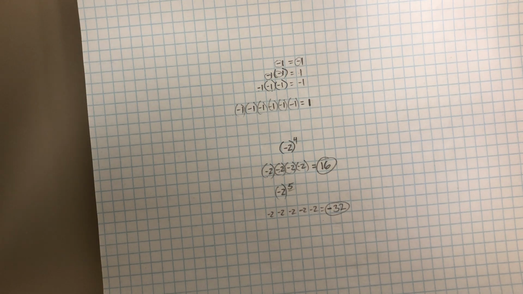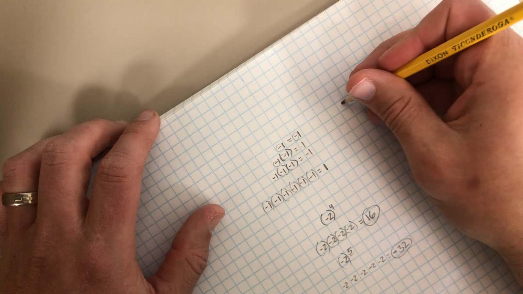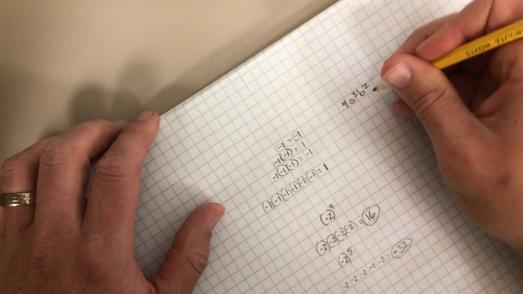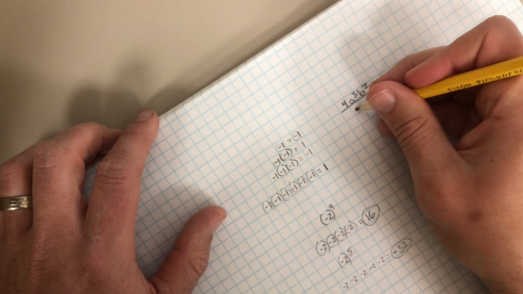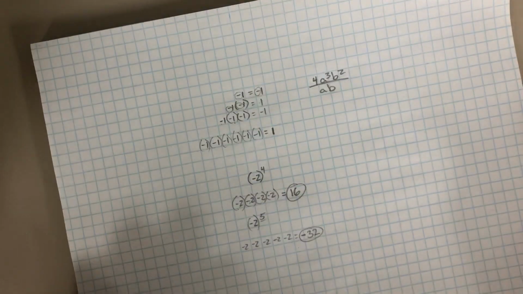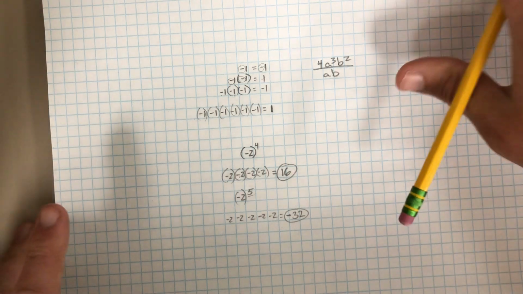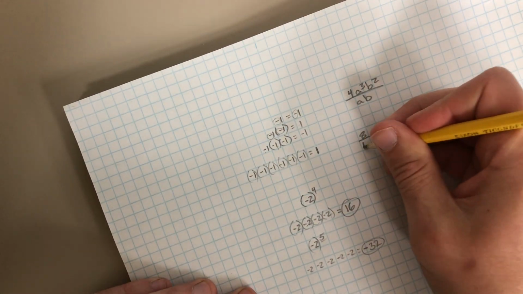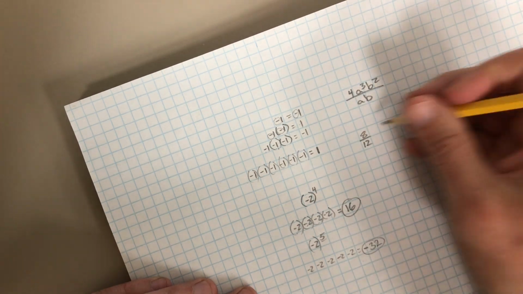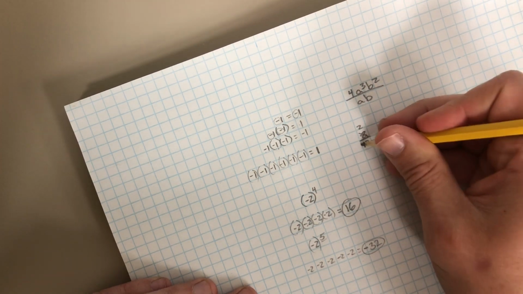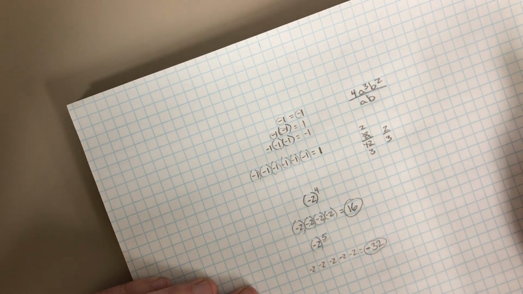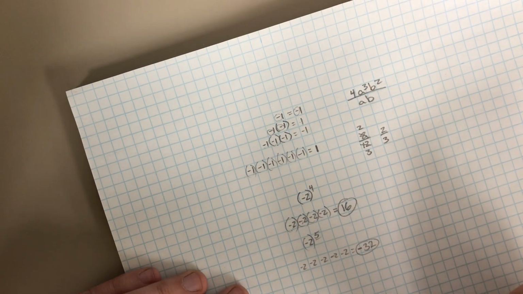Next, dividing terms. Okay? So when I am dividing terms, let's take a look. If I have 4a to the third b squared divided by ab. When I'm dividing terms, just like I would reduce if I had, let's say, 8/12ths, and I can say, oh, what can go into 8 and 12? Well, 4 can go in here 2 times, and 4 can go in here 3 times, so this would be 2/3, right? Same thing up here.